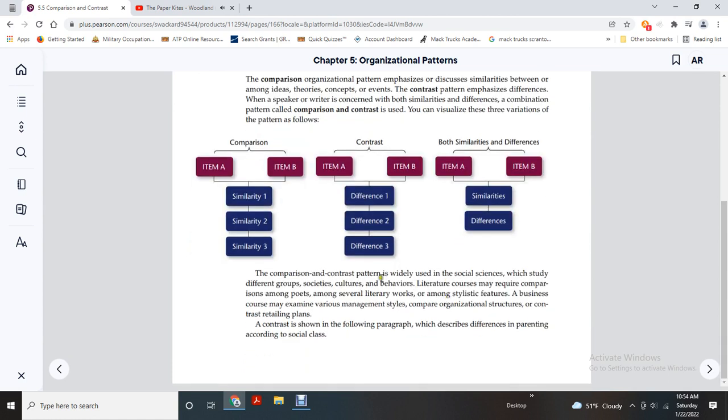Comparison and contrast is widely used in the social sciences, which study how different groups in society behave. Cultural and behavioral literature courses may require comparisons among poets, among several literary works, or among stylistic features. A business course may examine various management styles, compare organizational structures, or contrast retailing plans. The contrast is shown in the following paragraphs, which describe the differences in parenting according to social class.